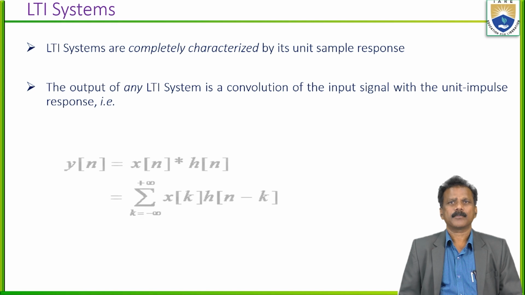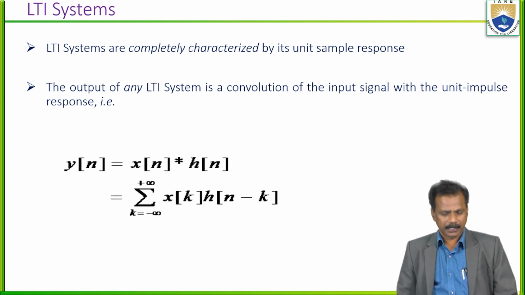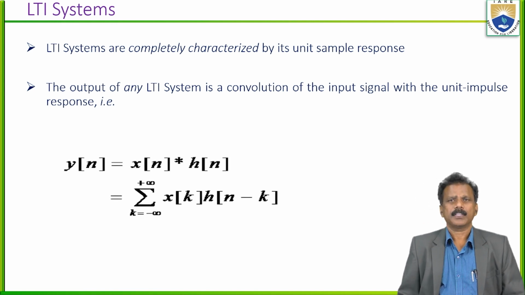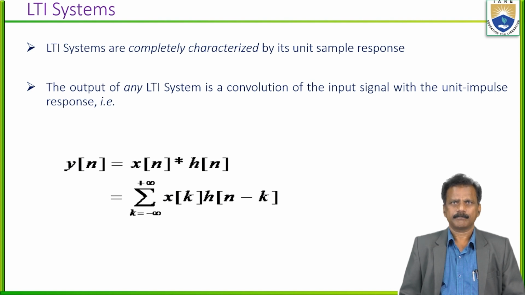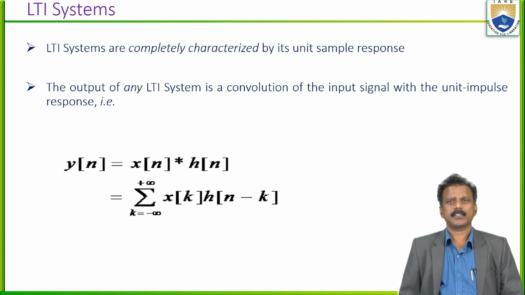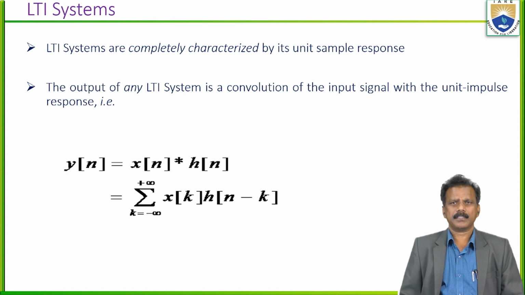that is what we can represent: y of n is equal to x of n convolved with h of n. X of n convolution with h of n. So finally, y of n is equal to the summation k equal to minus infinity to plus infinity x of k into h of n minus k.